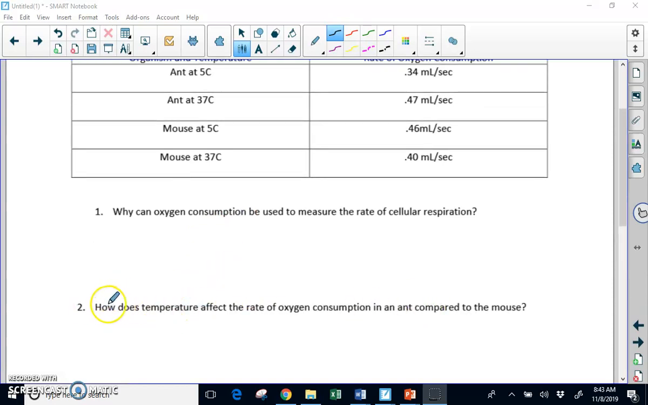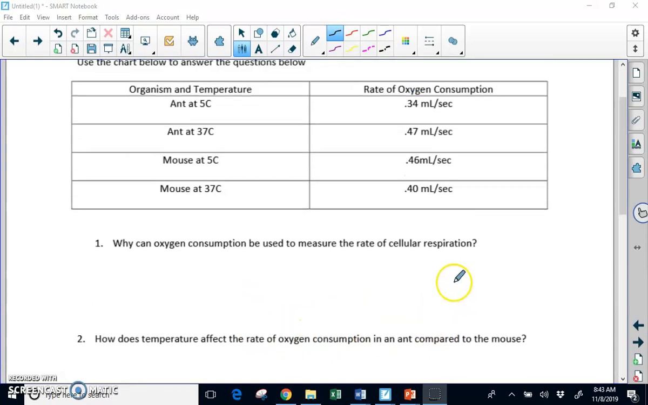So this question is really important. How does temperature affect the rate of respiration, or oxygen consumption, in the ant compared to the mouse? If we look at the ant first, at 5 and 37, we'll see that as the temperature increases, so does the rate of oxygen consumption.